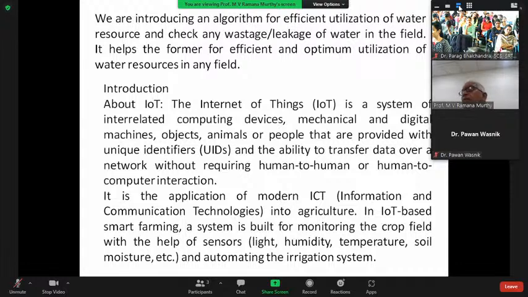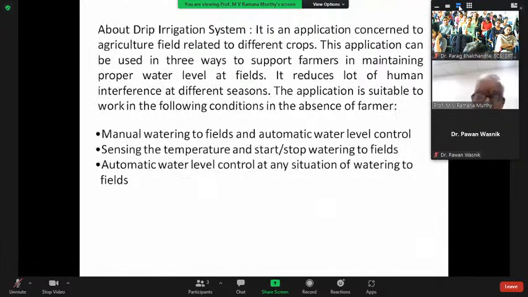It is basically the application of an ICT-based environment, which we call information and communication technology, in the agriculture sector. It is based on smart farming. A system is built for monitoring the crop field with the help of sensors for light, humidity, temperature, soil moisture, etc. We have developed an automated irrigation system.